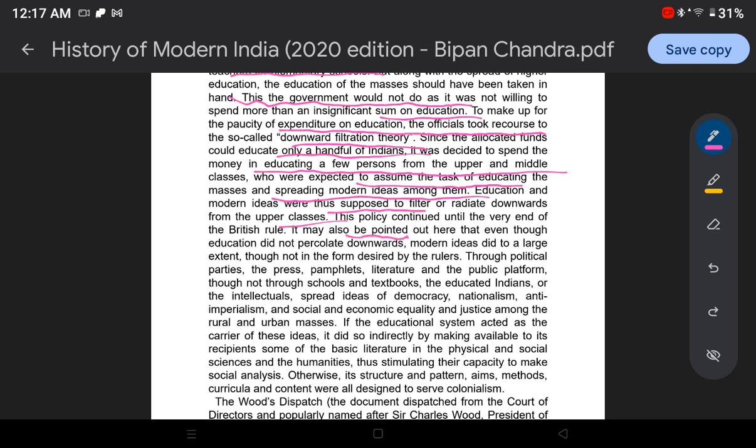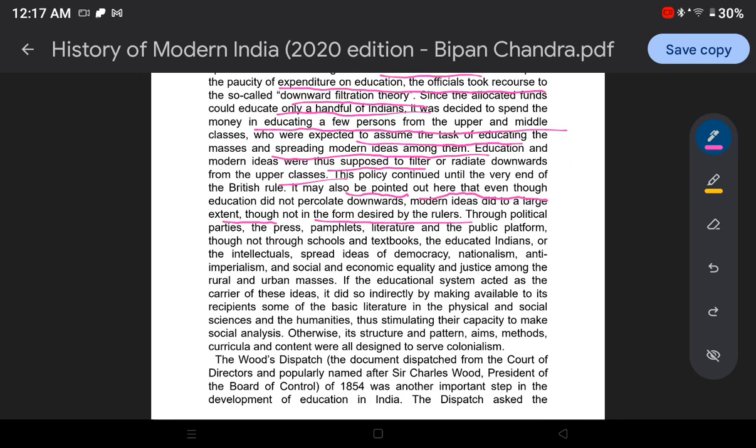It may also be pointed out here that even though education did not percolate downwards, modern ideas did, to a large extent, though not in the form desired by the rulers, through political parties, the press, pamphlets, literature, and the public platforms, though not through schools and textbooks.